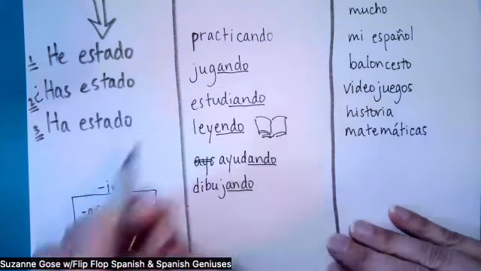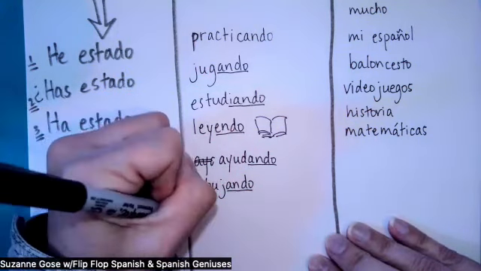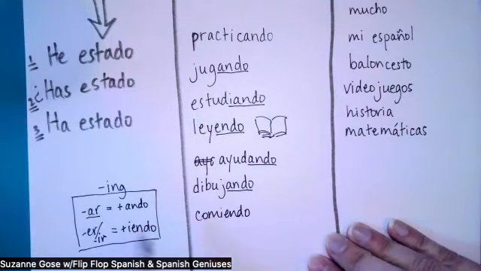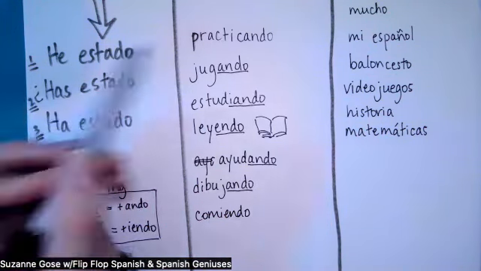Estudiando. Jugando. If you want to be funny, you can say he estado comiendo. I've been eating. That's what I've been doing. I've been eating a lot. He estado comiendo mucho. But it'll be super cool for them to ask you, hey, what have you been doing lately? And you say, he estado practicando, or he estado, whatever.